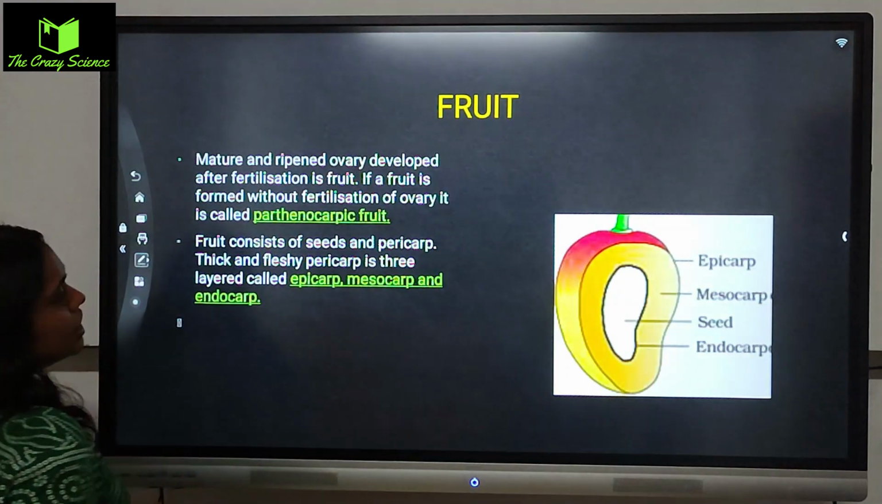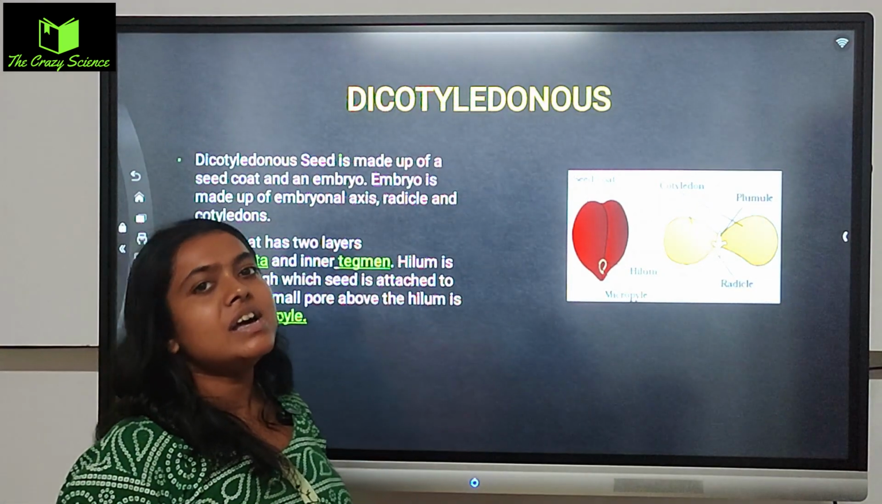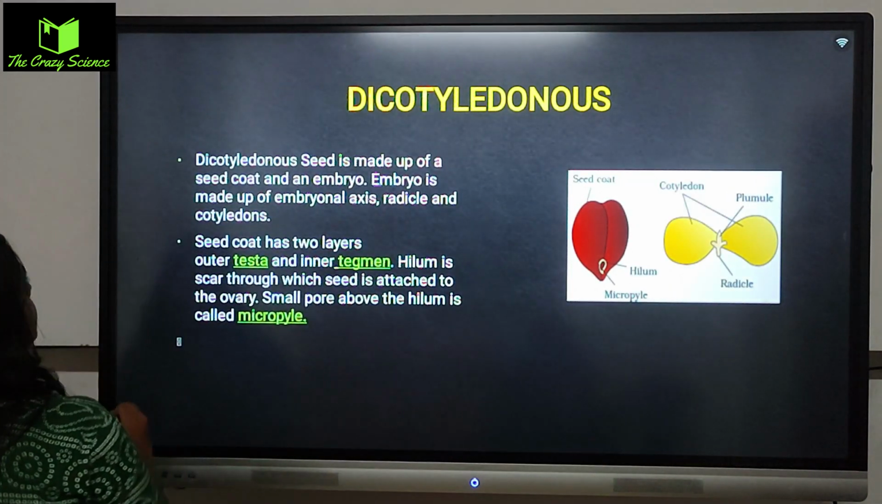Moving to the seeds. Seeds basically are 2 types. One is monocotyledonous and the other is dicotyledonous. Dicots are easy. I'm going to discuss about the dicots first. So they are very easy and easy to recall.